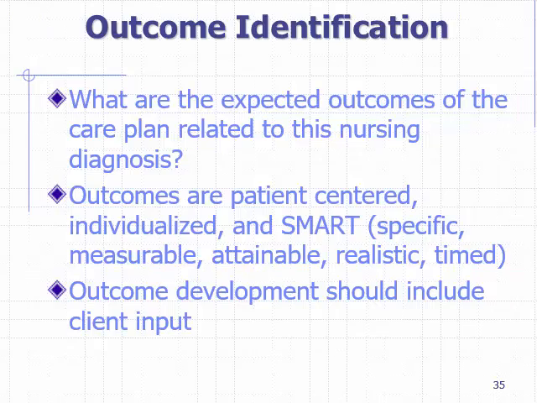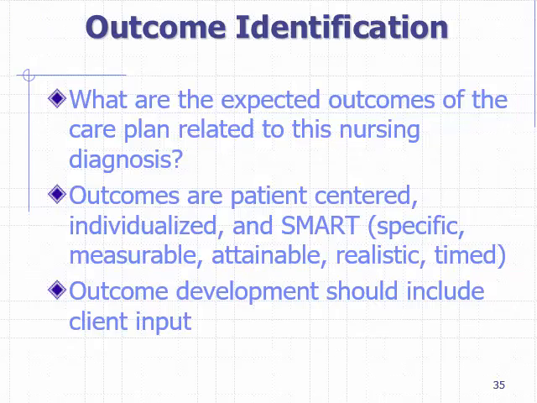Once you have your nursing diagnosis identified, then the next step that you're going to do is outcome identification. In this section, the nurse identifies what are the expected outcomes of the care plan related to this nursing diagnosis. How will the patient benefit from nursing care? What will the patient be able to do and in what time frame? Outcomes are patient-centered, individualized, and SMART, meaning they are specific, measurable, attainable, realistic, and timed. So the outcome development should include information and input from the patient.